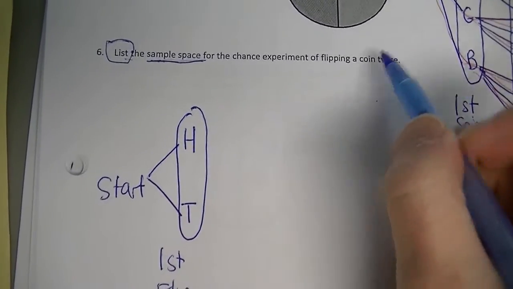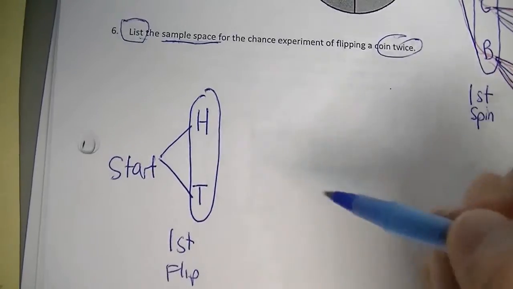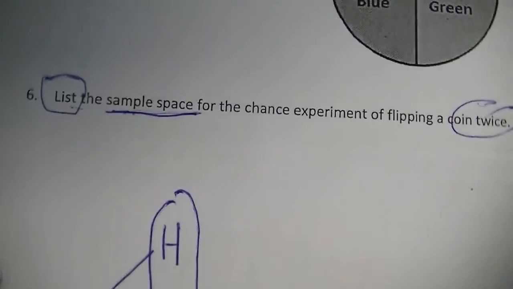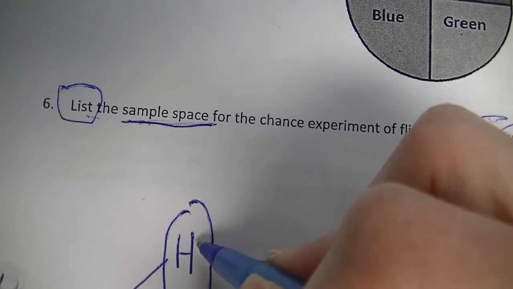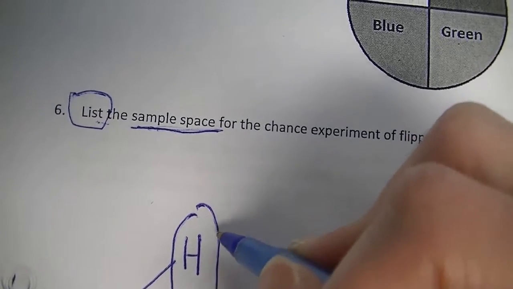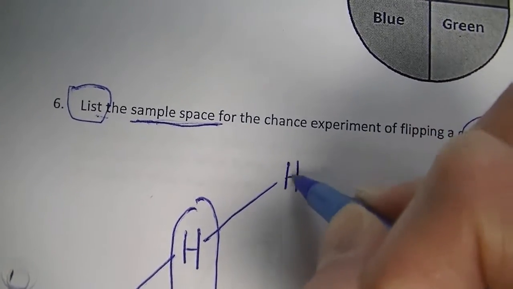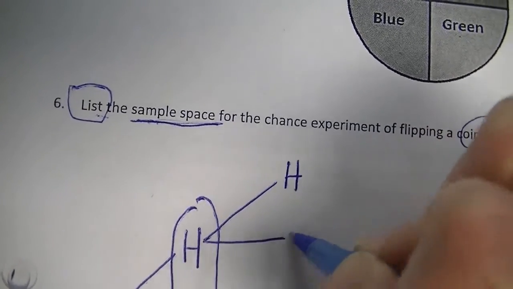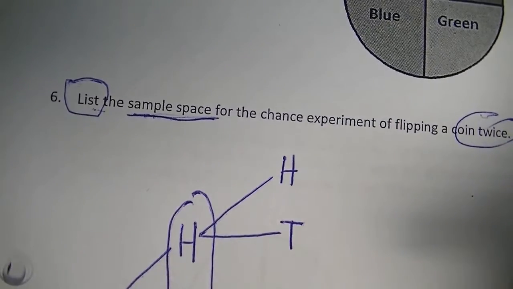Well, it says we have to flip the coin twice. So this right here is my first flip. Now let's hone in on this heads. If we landed on heads first, the second time you flip it, since the heads is still there on the coin, you can land on it again. Or you could have landed on tails, okay?